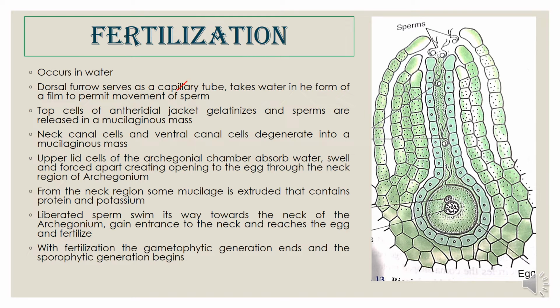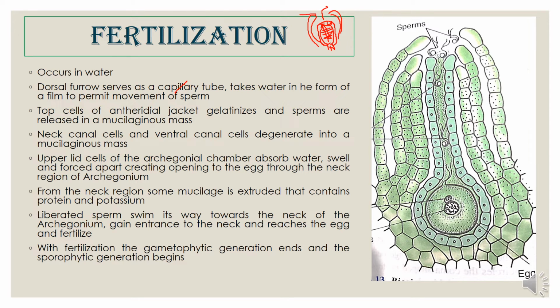So in the antheridia, when the androcytes or the spermatids mature into sperm, then what happens is the tip of the outer jacket, the cells in the tip, gelatinize, and the sperms that are produced inside are liberated, and the sperm swim from the antheridial chamber. This is the antheridial chamber.